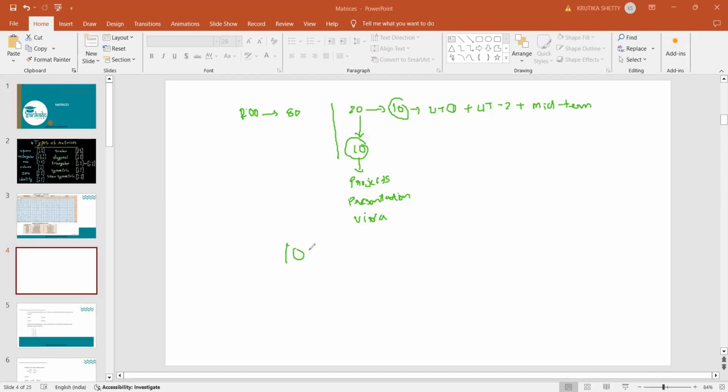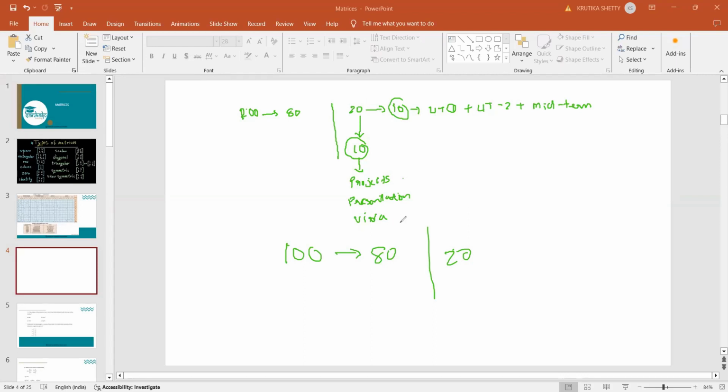Out of 100 marks, whatever preparation is required for the theory, that is 80 marks, will be done in this program. And the remaining 20 marks, you need to depend on your college teachers. So there are unit test 1, unit test 2, and midterm, and the remaining 10 marks will be awarded for project, presentation, and viva.